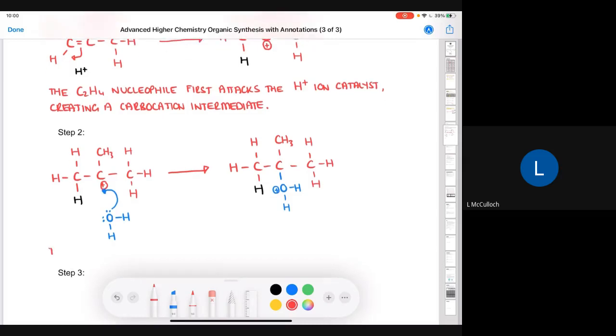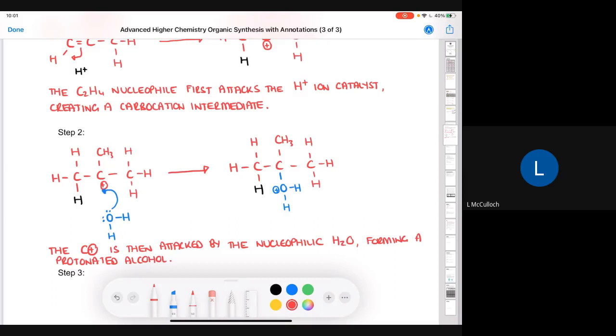So we're just going to say the carbocation, which I'm just going to write as the positively charged carbon, is then attacked by the nucleophilic H2O, forming a protonated alcohol. So I'll just give you a little moment to make sure you've got that all copied in.